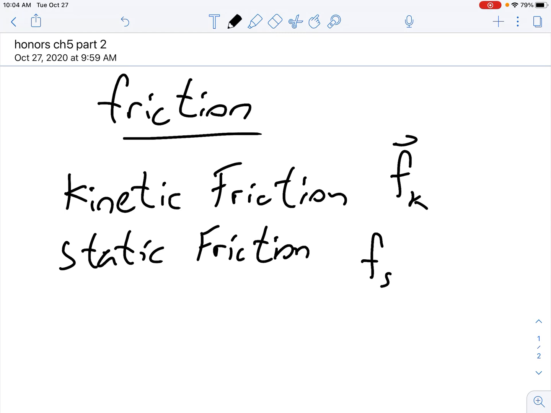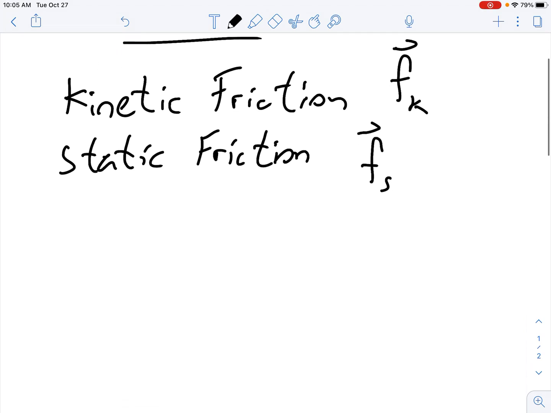Both friction forces are forces. Whether it be kinetic or static, friction is a force, so we'll treat it like a force. And like all forces, well, we'll see. I'll continue on with that in a minute. So first I'm going to talk about kinetic friction.